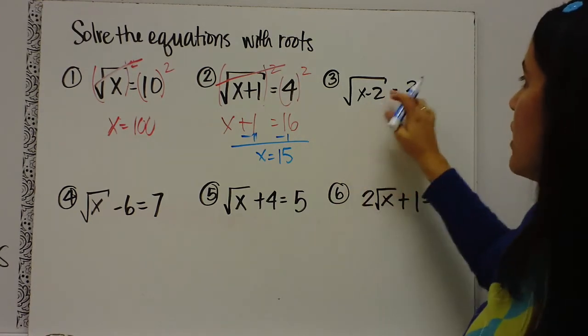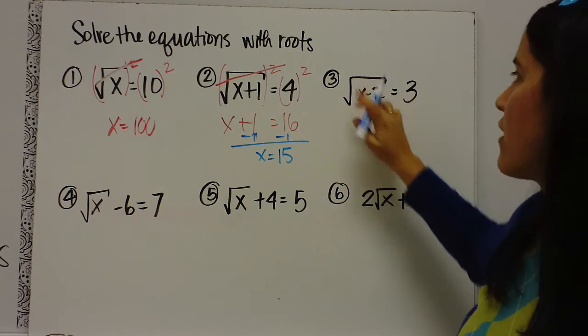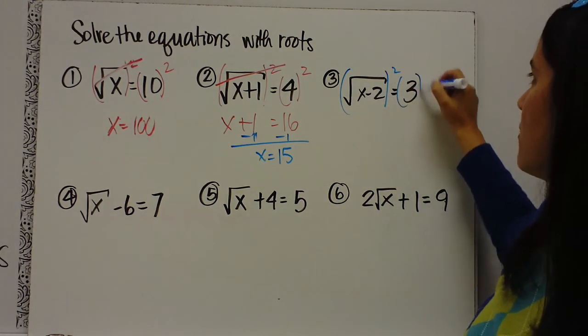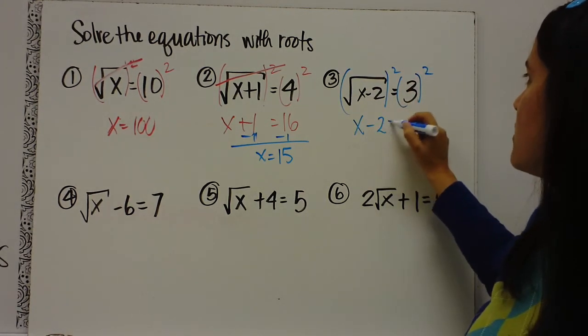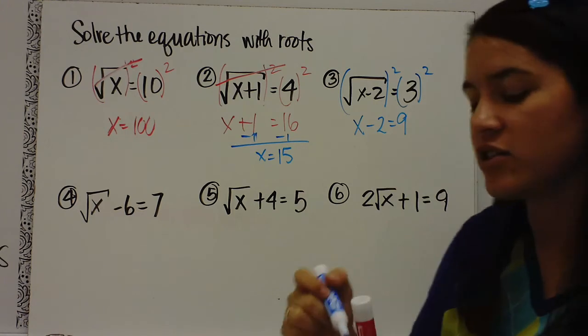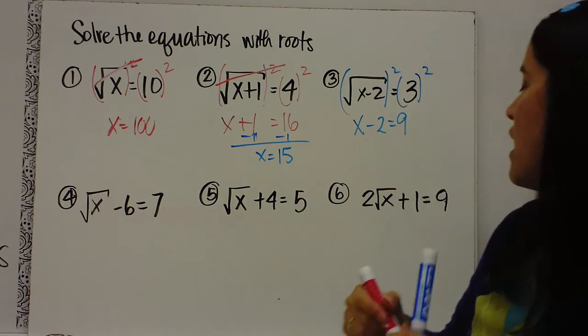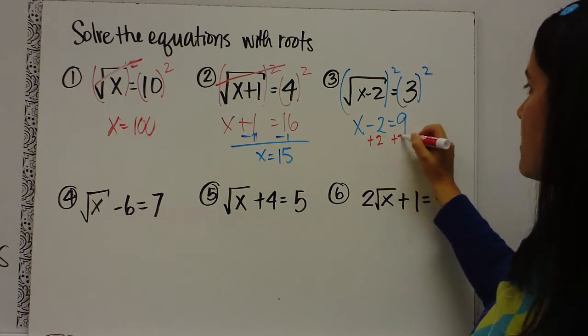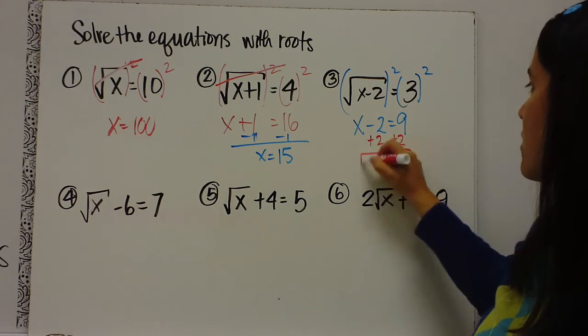Okay? Now number 3, both things are under the radical, so I'm going to square both sides. I'm left with x minus 2 equals 9, because 3 squared is 9. I add 2 to both sides, and x equals 11.